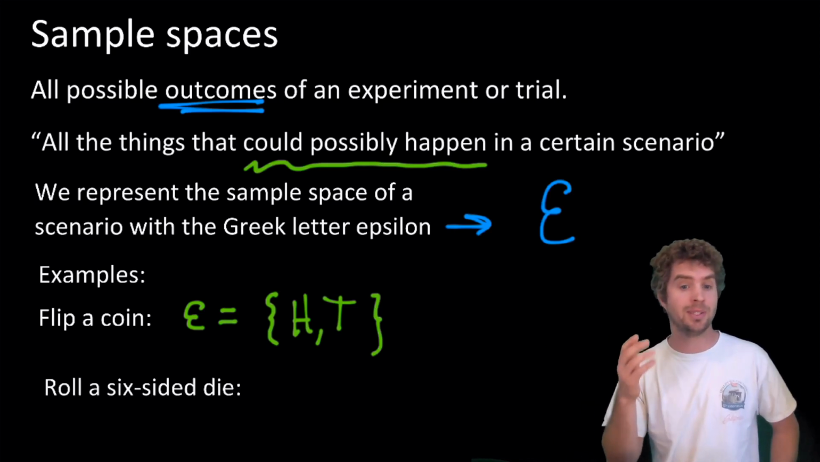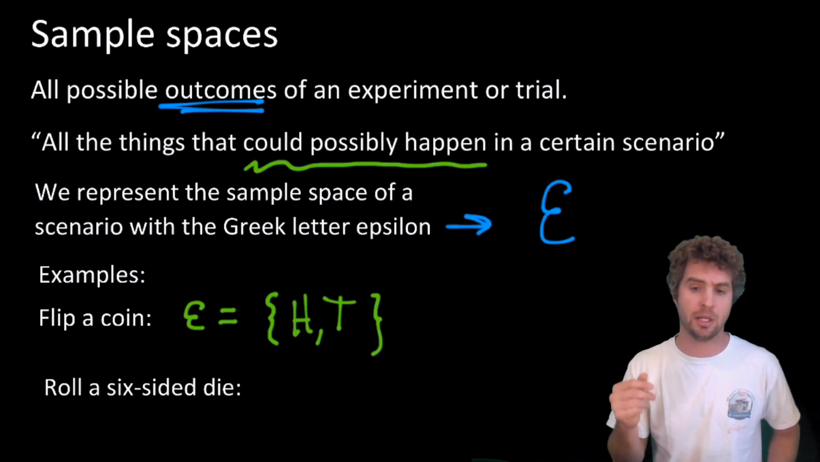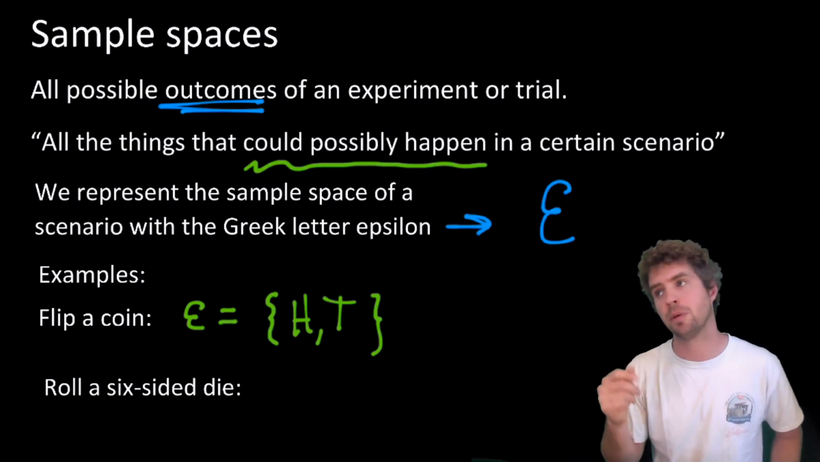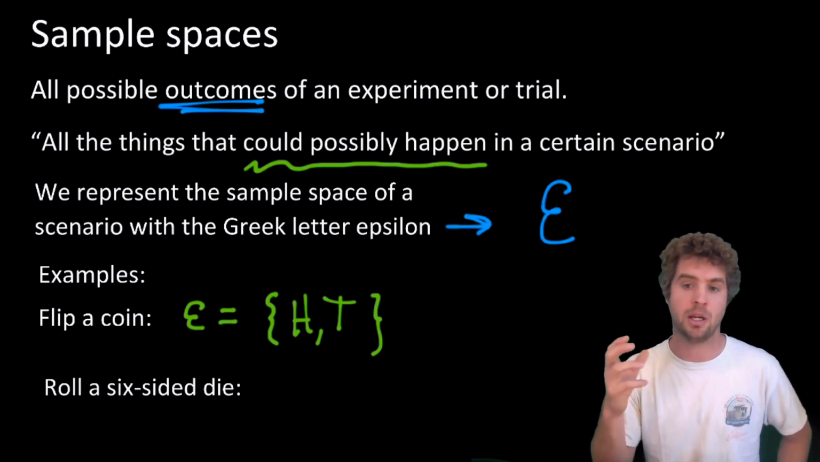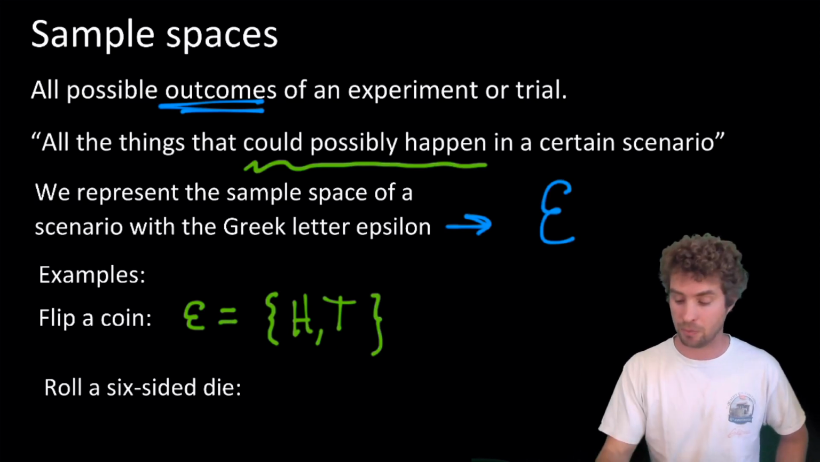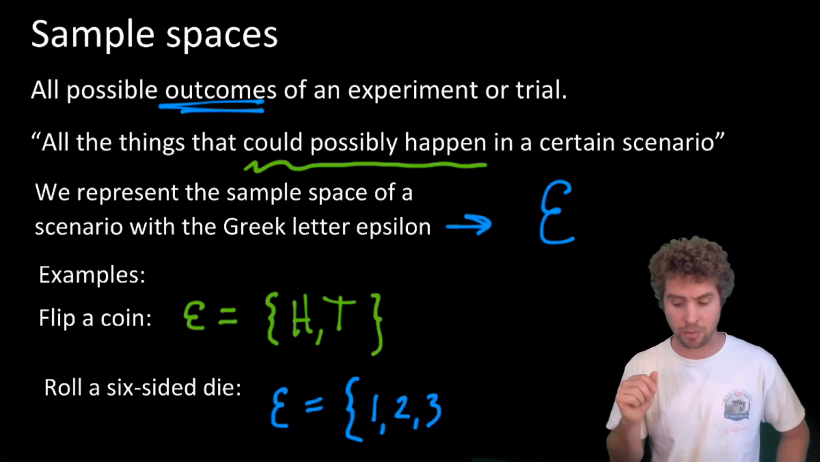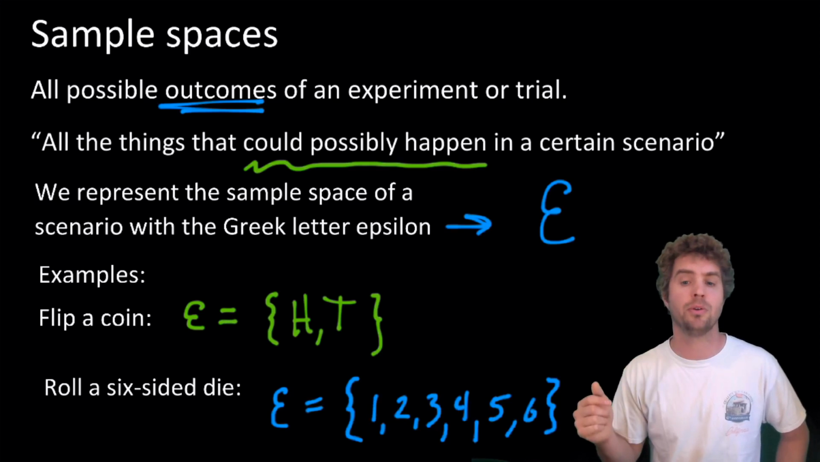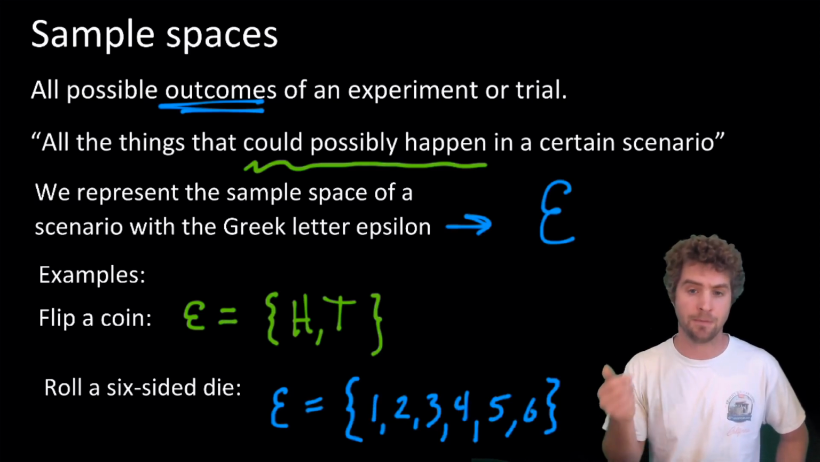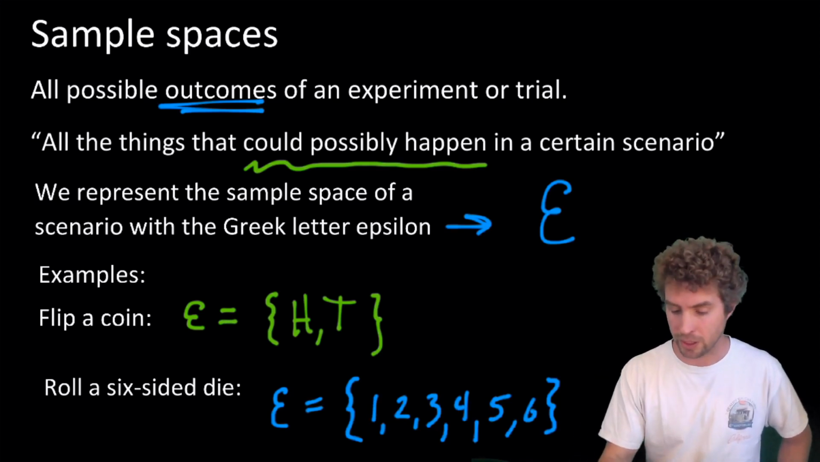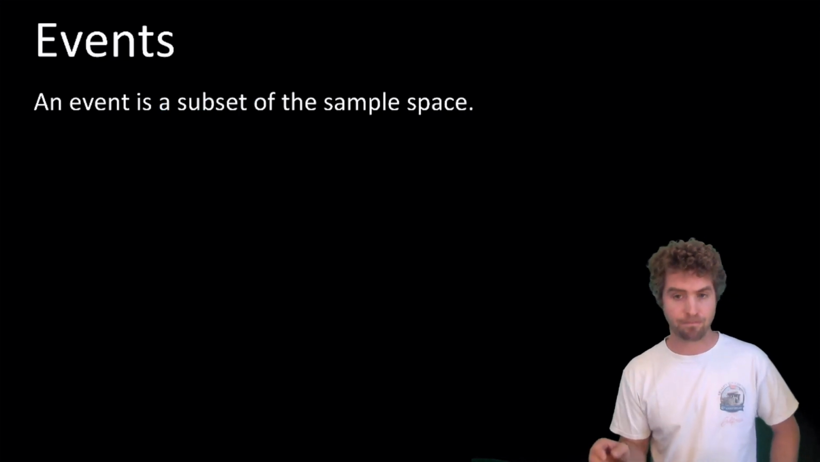Okay, another example, a 6-sided die. Rolling dice, dice and coin flips, as well as maybe playing cards, these are the kinds of things we'll see a lot of. So we put our epsilon and our curly braces, and the outcomes are 1, 2, 3, 4, 5, or 6. So there's a few quick examples on sample spaces.